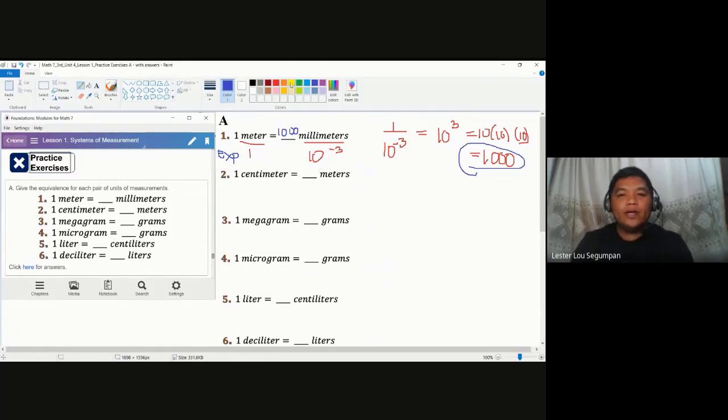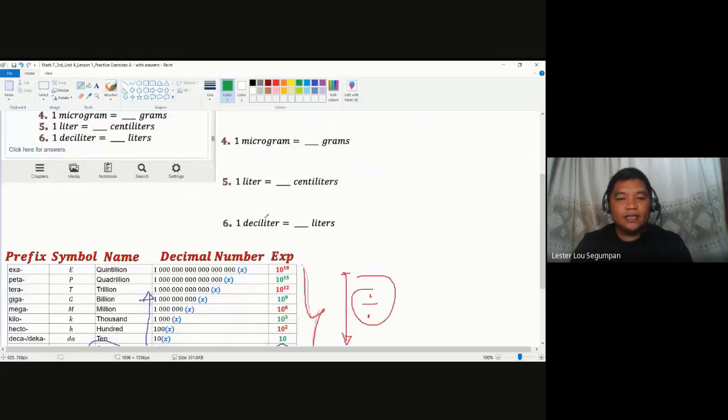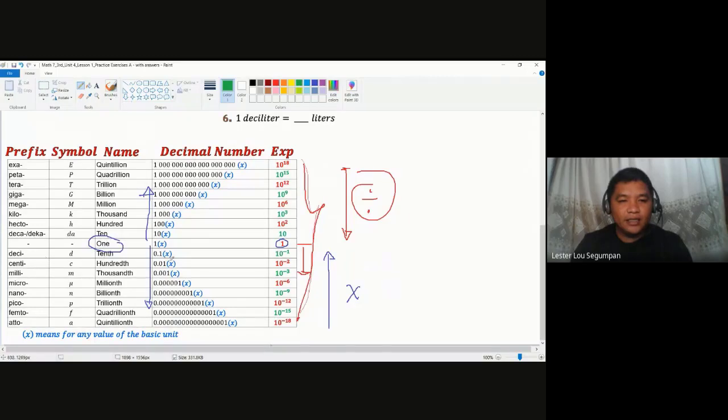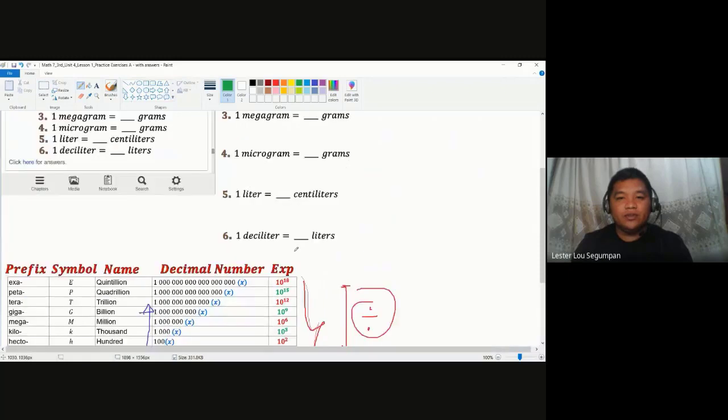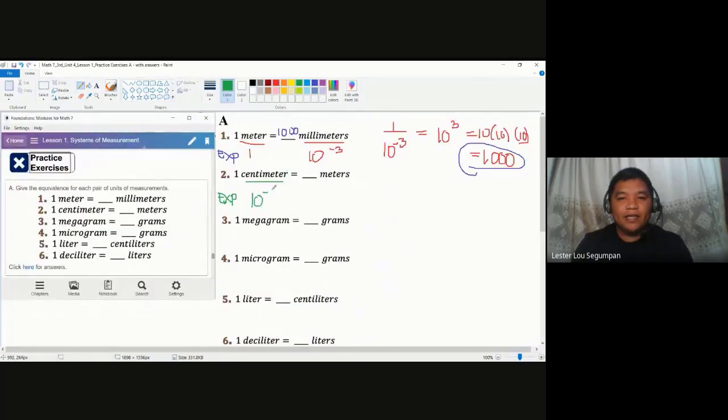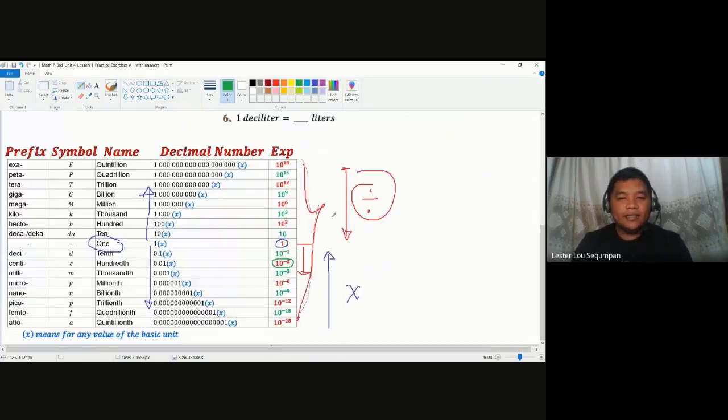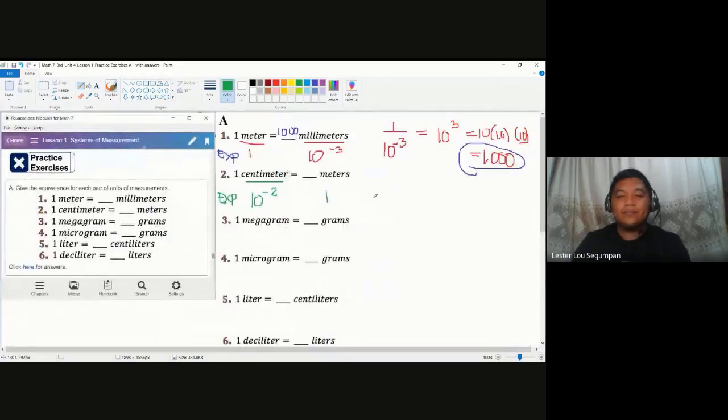For number 2, we are asked to determine how many meters are there in 1 centimeter. To do that, let's go to the table and look for the exponentiation of centimeters. You have 10 to the power of negative 2. So we have here 10 to the power of negative 2. And meters is again the unit without any prefix. So you have here 1.